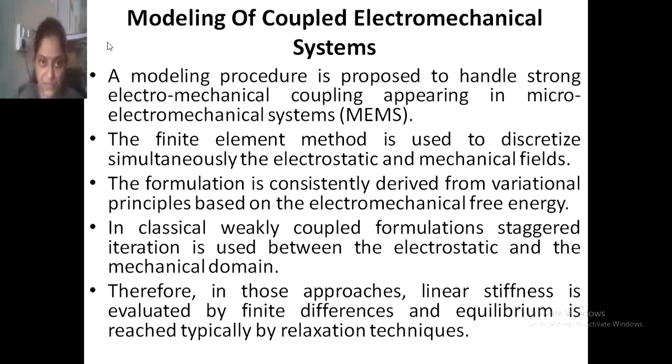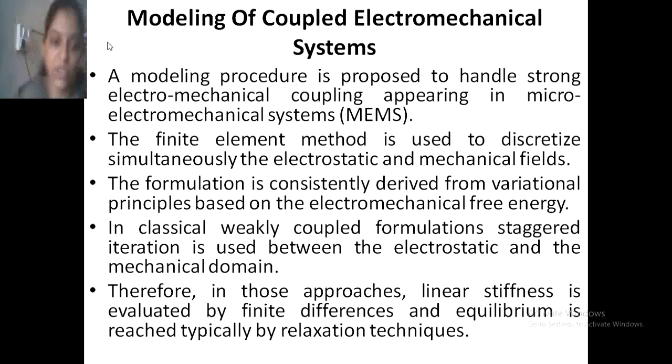Okay, so in modeling of coupled electromechanical systems, a modeling procedure is proposed to handle strong electromechanical coupling appearing in micro electromechanical systems, that is MEMS. The finite element method is used to discretize simultaneously the electrostatic and mechanical fields. The formulation is consistently derived from variational principles based on the electromechanical free energy.